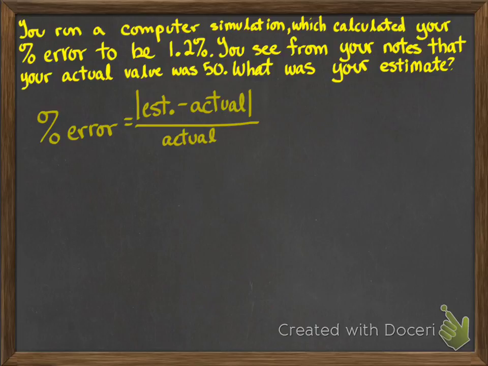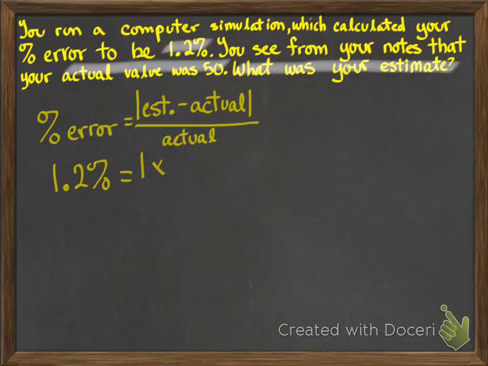So let's highlight important information. 1.2% is my percent error. Your actual value is 50. I want to know what your estimate is. So let's plug in what we know. My percent error is 1.2%. Let's use x to represent my estimate. And both of my actual values were 50. All right, so now let's solve for x.